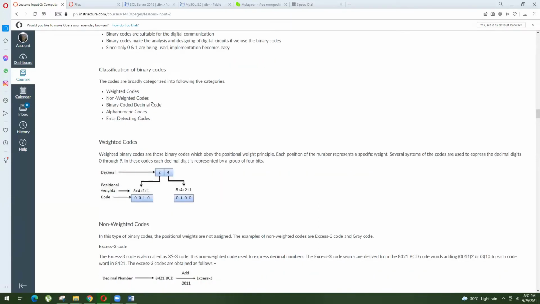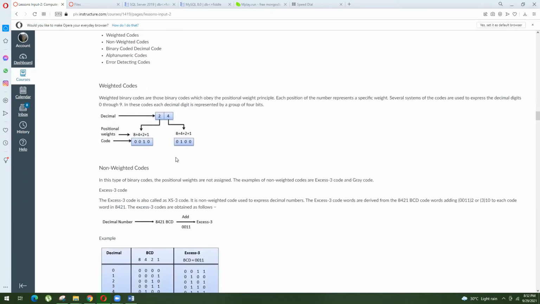Classifications are weighted codes, non-weighted codes, binary coded decimal, alphanumeric, and arithmetic. Weighted codes are binary codes which obey the positional weight principle. Each position of the number represents a specific weight. Some systems of the codes are used to express the decimal digits 0 to 9. In this code, each decimal digit is represented by a group of 4 bits.